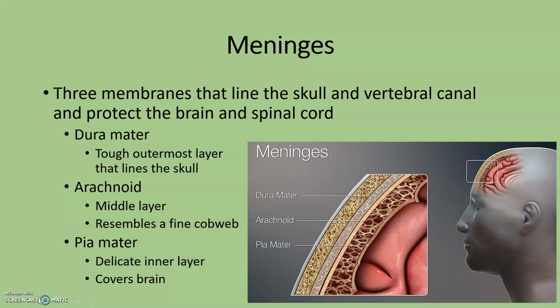The 3 membranes of the meninges are the dura mater, the arachnoid, and the pia mater. The dura mater is the tough outermost layer, and this is what lines the skull. You have the middle layer, which is the arachnoid, and it's named arachnoid because its appearance is like that of a fine cobweb. And then you have the inner delicate layer, which is called the pia mater, and the pia mater is what covers the brain.